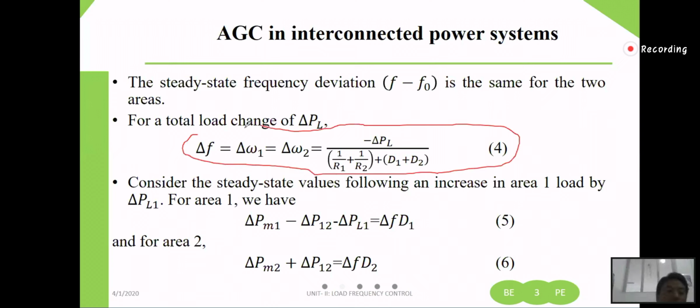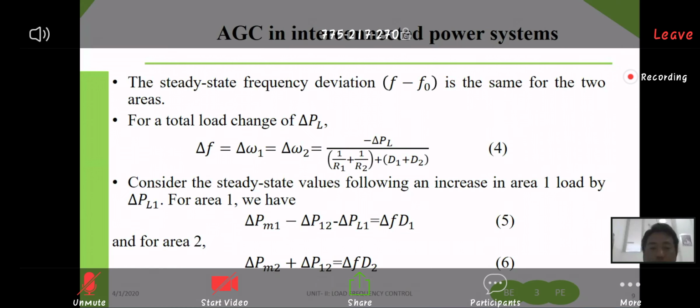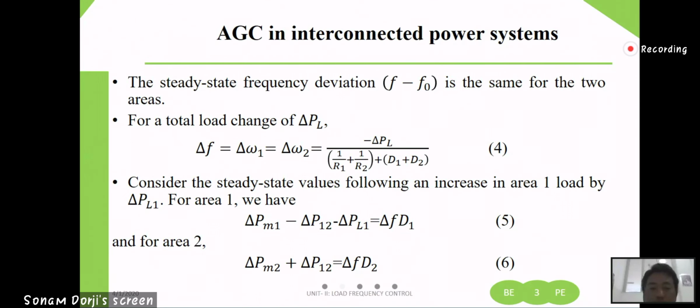So how? Let's see. Let's consider the steady state value following an increase in area 1 load by del P1. For the two area system, we consider the steady state values following an increase in area 1 load by del P1. Now when we look back at the block diagram for area 1, excuse me, my system is not working perfectly, so it takes some time.